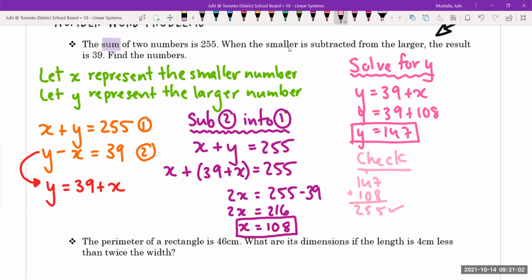The second check is when the smaller is subtracted from the larger, the result is 39. So let's take the larger number, 147, and subtract 108, and let's see what we get. So we have 9, and then we have 3, and then we have 0. So it ends up being 39, which is also correct.